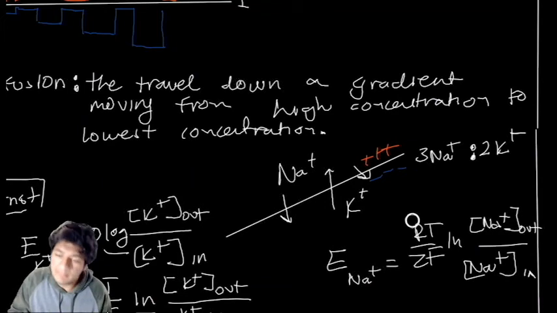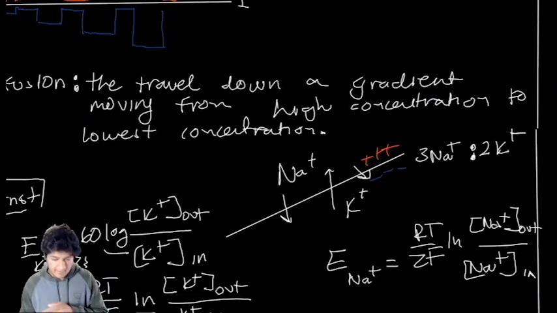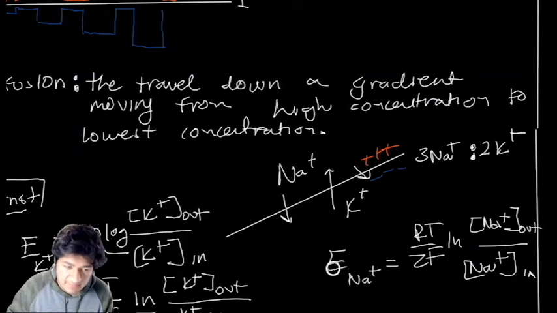We have R being the universal gas constant, which is 8.314 joules per mole. We have temperature being in Kelvin. Z is the valency, or basically the charge or the number of ions. And F is Faraday's constant, which is a big number. I think it's 96,485 coulombs per mole. I'm pretty sure that's correct.